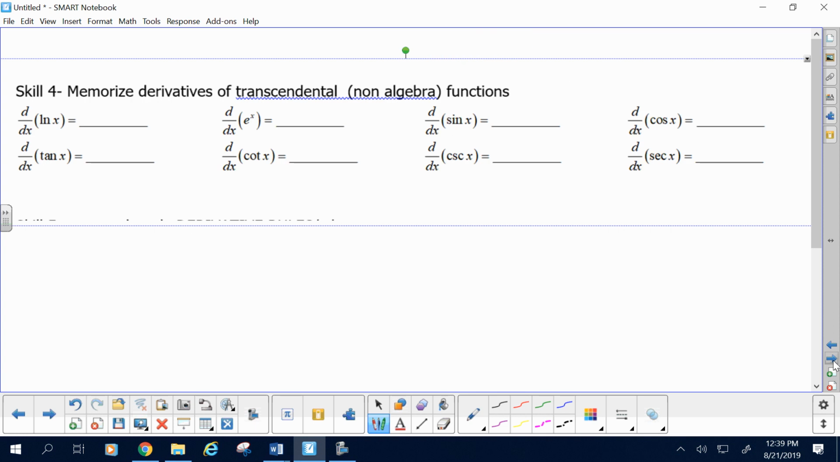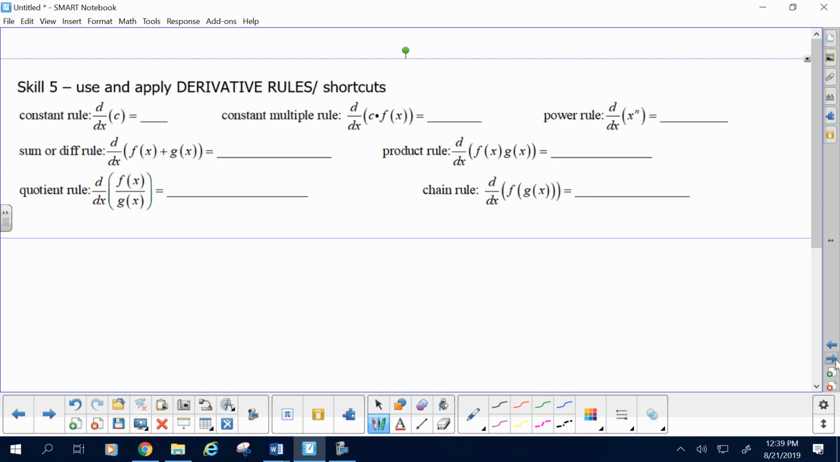What's the derivative of natural log? 1 over x. Derivative of e to the x. Derivative of the sine of x. Derivative of cosine: negative sine. Derivative of tangent: secant squared. Derivative of cotangent: negative cosecant squared. Derivative of cosecant: negative cosecant cotangent. Derivative of secant: secant tangent. Okay? All right.